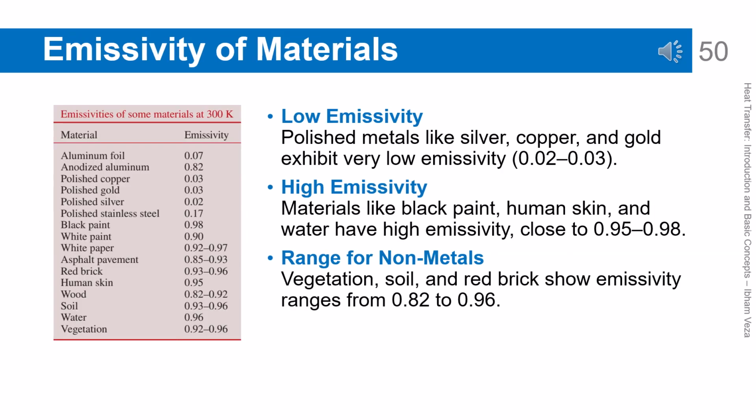Emissivity of materials. Emissivity indicates how closely a surface behaves like a black body. Polished metals have very low emissivity and reflect most of the radiation. In contrast, black paint, human skin, and water have high emissivity. Many non-metallic materials fall in the medium to high range. This value is very important in radiation heat transfer calculations.